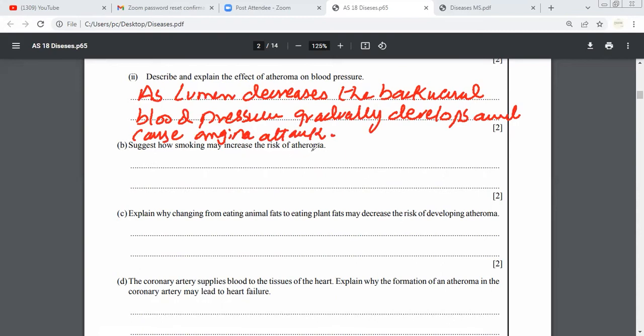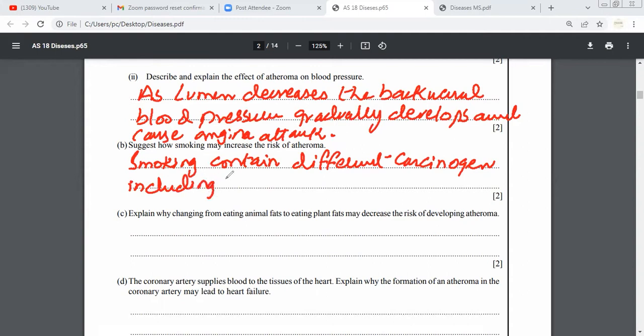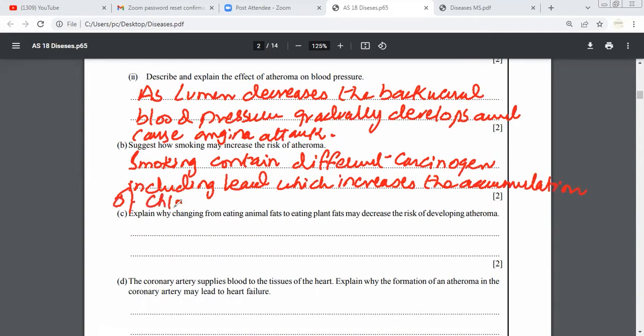Suggest how smoking may increase the risk of atheroma. Smoking contains different carcinogens, including lead, which increases the accumulation of cholesterol and fatty deposits in the endothelium layer.